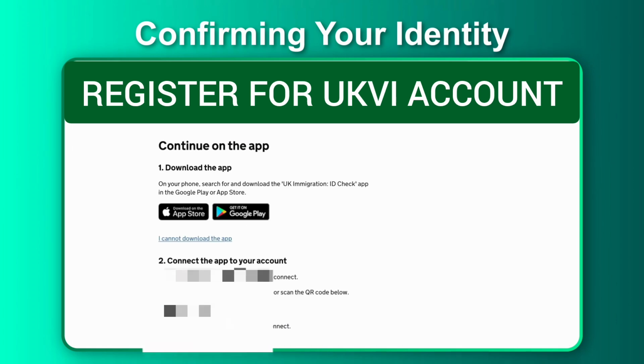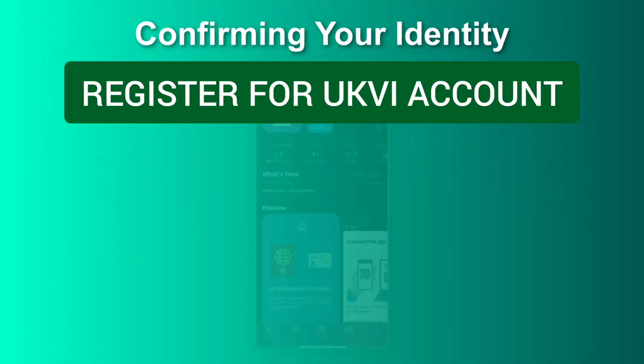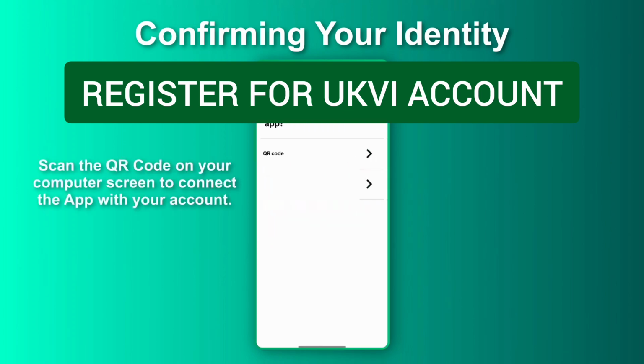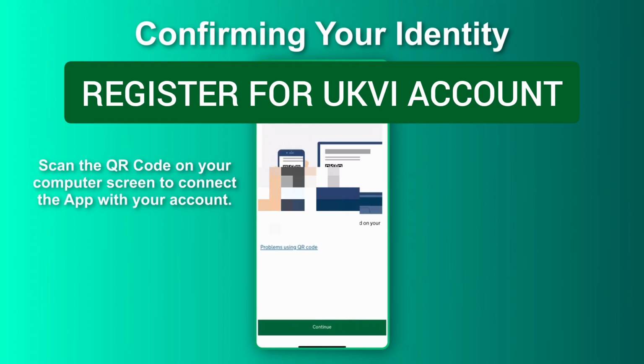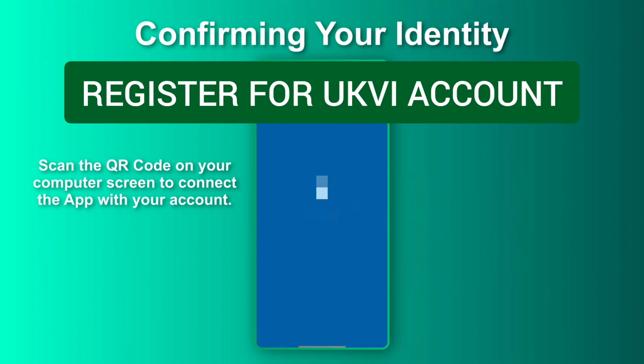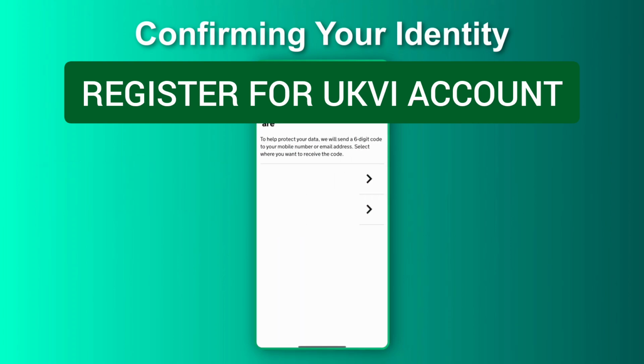The next step is to go to your App Store, download the UK Immigration ID Check app, and then connect the app to your account. So once you download the application, this is what it will look like. You will also need to authenticate yourself through your email or your phone number.